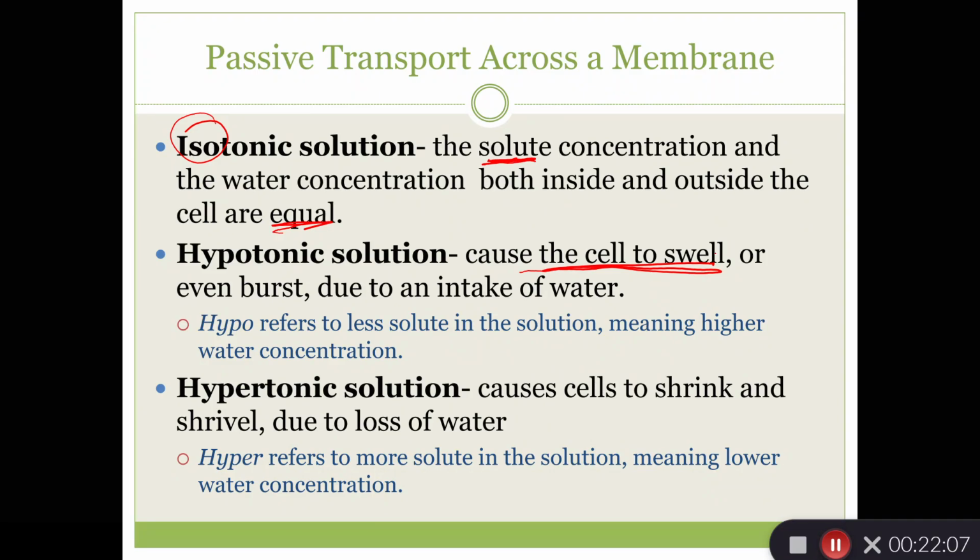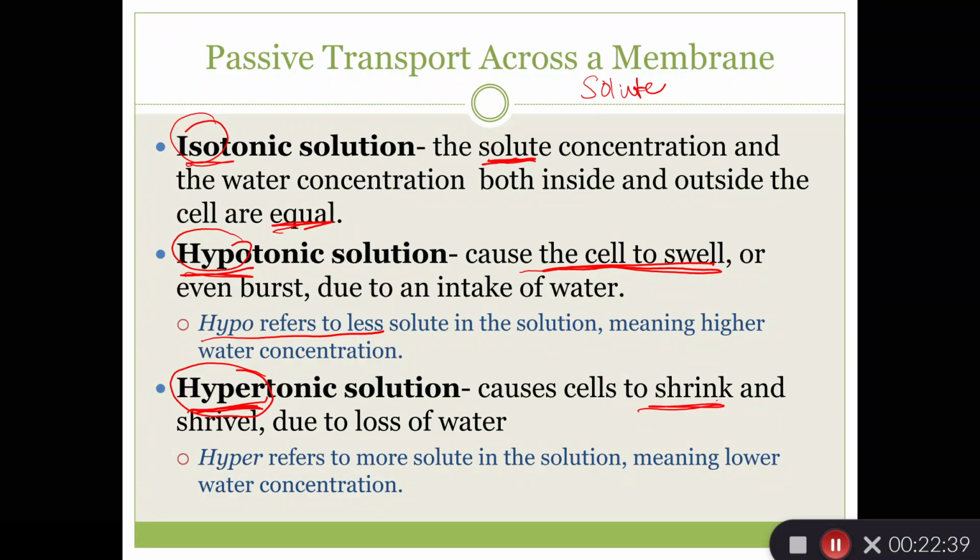Hypo means low. Hypo refers to low or less solute. So you have to remember all three of these things: iso is equal, hypo is low, and hyper is high. But what you have to remember is that we're talking about the solute concentration. Salt or sugar is solute. It's either equal, the solute concentration is low, or the solute concentration is high. Okay, hypertonic causes the cell to shrink.